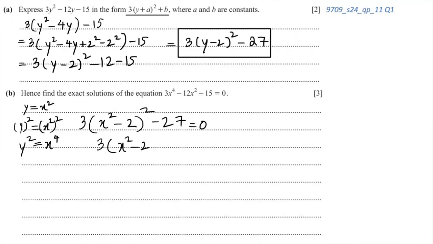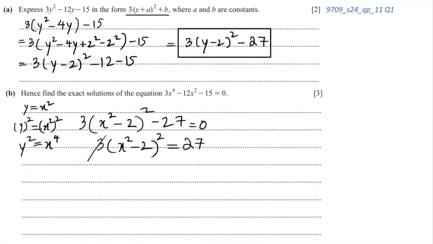Using the completing the square form to solve a quadratic polynomial. Obviously, it's a fourth degree equation, but it can be modeled. There are other ways of solving this equation as well. Like I can suppose x squared to be, let's say, a, and then my equation will become 3a squared minus 12a minus 15. But that is not the hence part. If they say hence or otherwise, then you can use whichever method suits you, right?